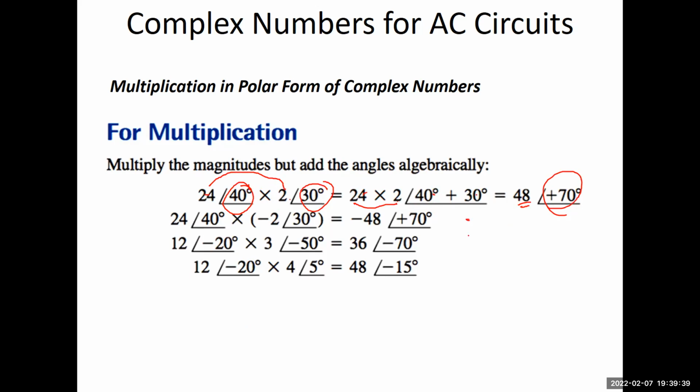Okay? And that will all be the same with the others. You multiply the magnitudes, okay? You multiply the magnitudes and then you add the angles. So that is for multiplication.